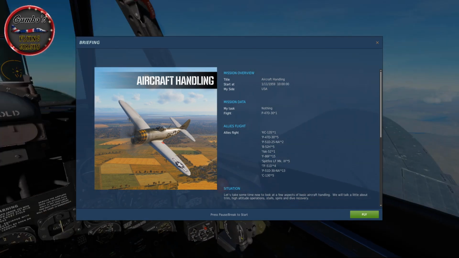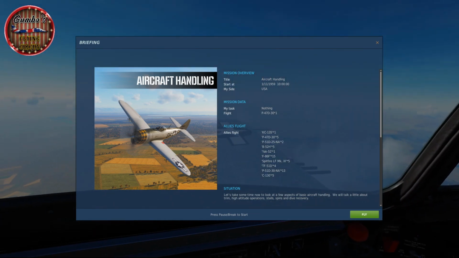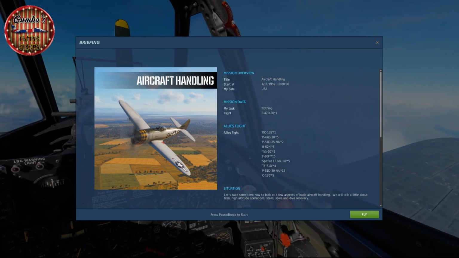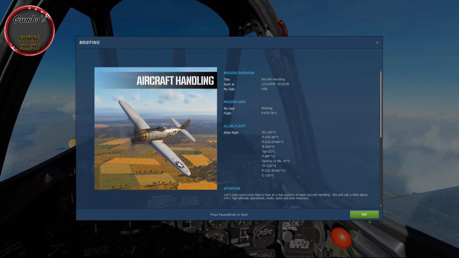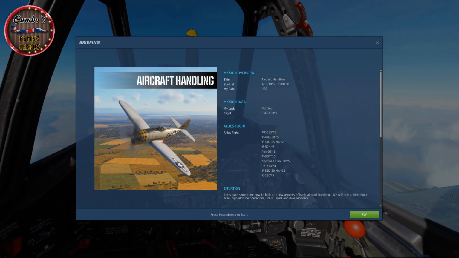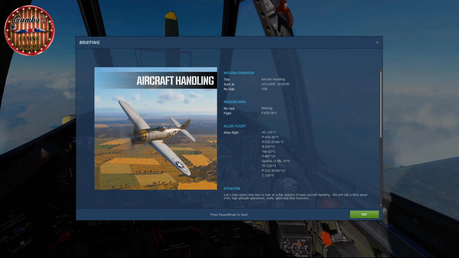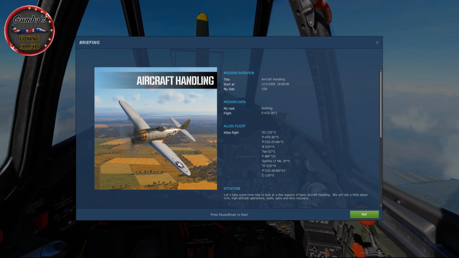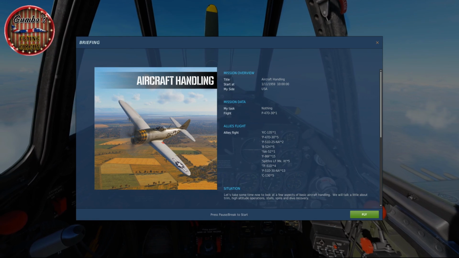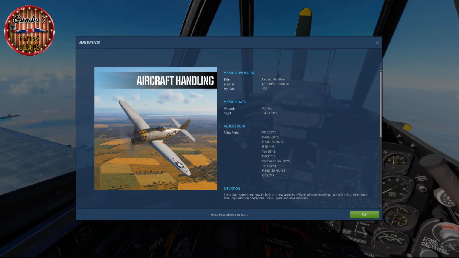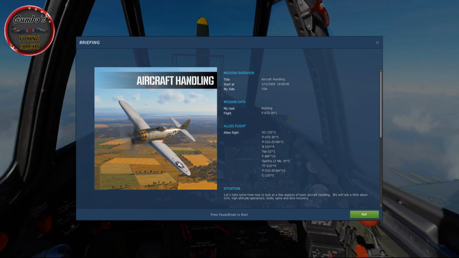P-47D-30 training mission that comes with the new module for DCS World. Today we're going to be following up the takeoff and taxi takeoff one with aircraft handling. It says here they're going to talk a little about the trim, high altitude operation, stalls, spins, and dive recovery. So let's get in and see what this one's all about.